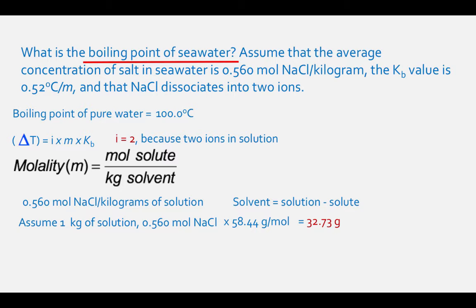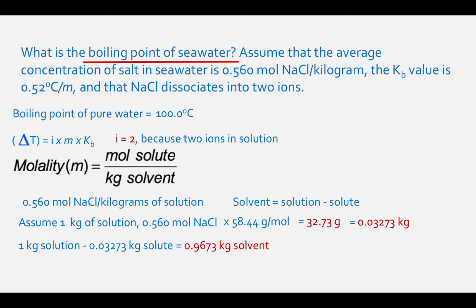Then divide by 1,000 to convert the grams to kilograms. 32.73 grams equals 0.03273 kilograms. To find the kilograms of solvent, take the kilograms of solution and subtract the kilograms of solute. Remember, this can be done because of the law of conservation of mass. 1 kilogram minus 0.03273 kilograms equals 0.9673 kilograms.